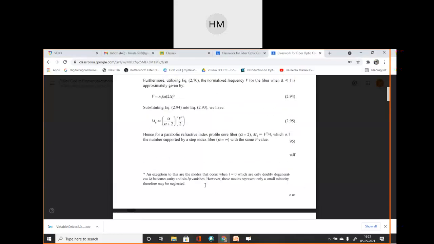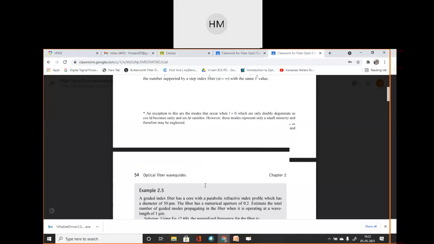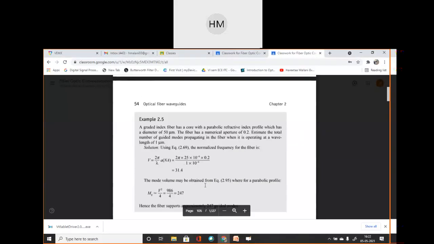So we can say that the number of guided modes in step index fiber for the same value of V are double those of the graded index fiber. Graded index fiber's number of guided modes is V square by 4. That is exactly half the number of guided modes traveling in step index fiber, that is V square by 2.